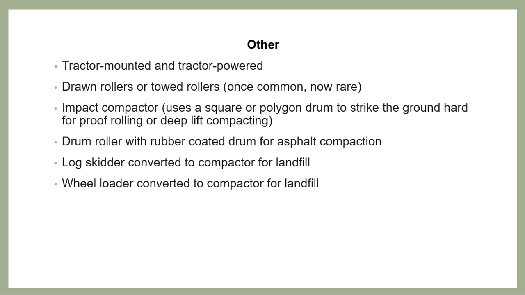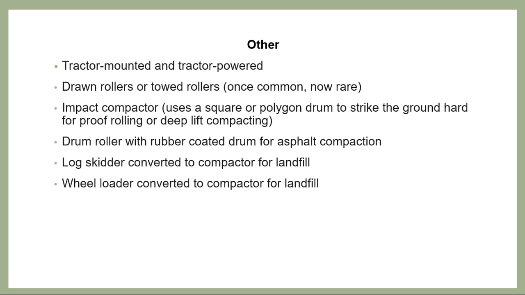Third one is the impact compactor. This one is basically used with a square or polygon kind of drum to strike the ground hard for proof rolling or deep lift compacting. Next one is the drum kind of roller with a rubber coated drum for asphalt compaction. Fifth one is the log skidder converted to a compactor for the landfill, and the last one is the wheel loader converted to compact the landfill. So these are the various kinds of rollers.